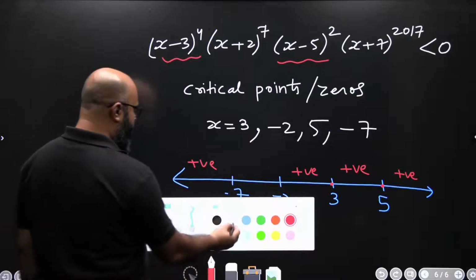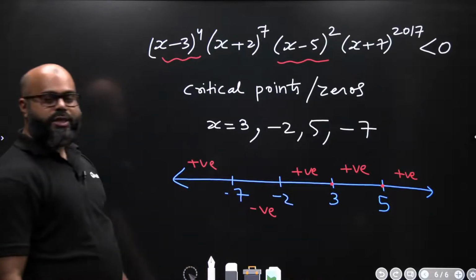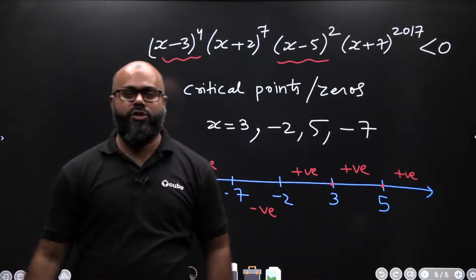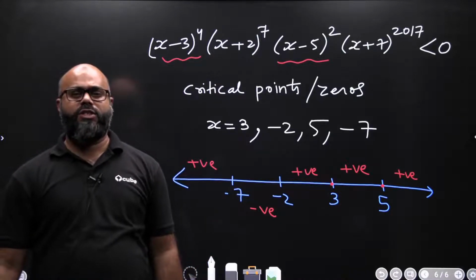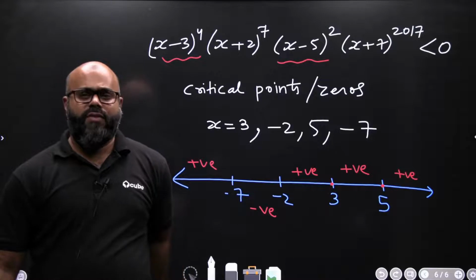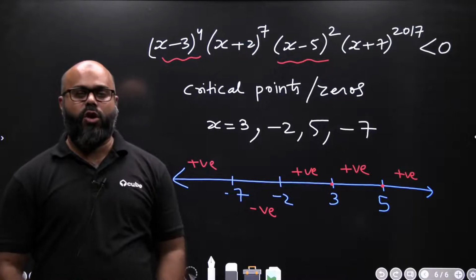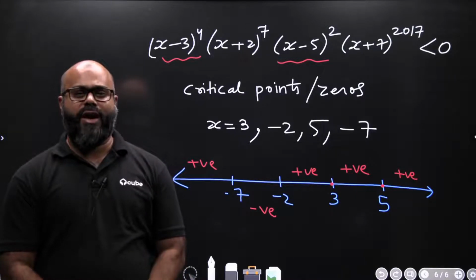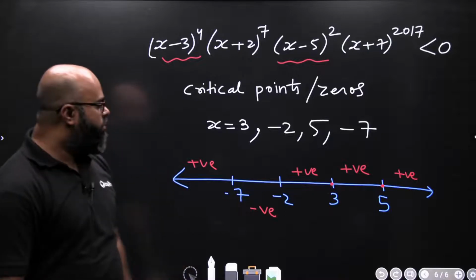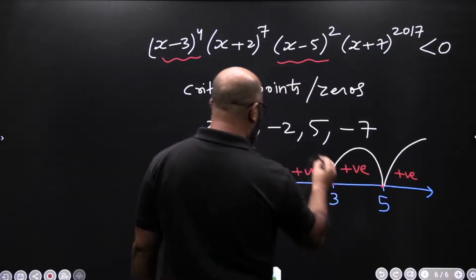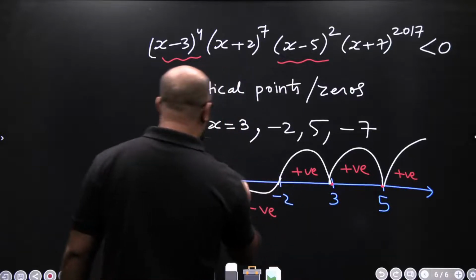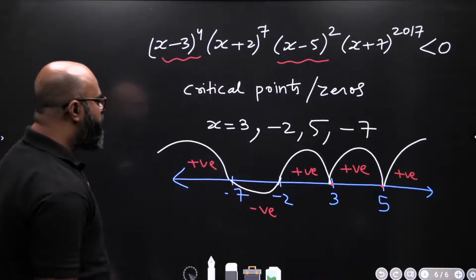So what have you understood here? There won't be any change of sign if the critical point's factor has an even power, and if the power is odd for that critical point's factor, then we will change the sign. So what we have here is positive, positive, positive and negative, and then positive. So this is the curve.